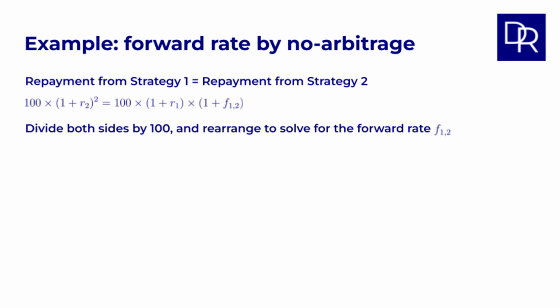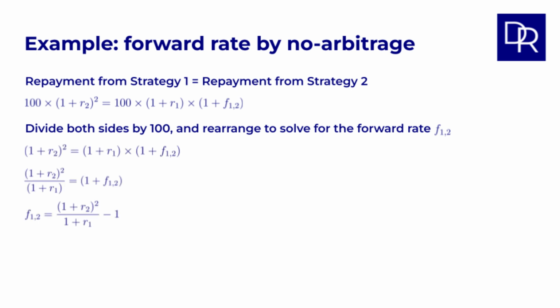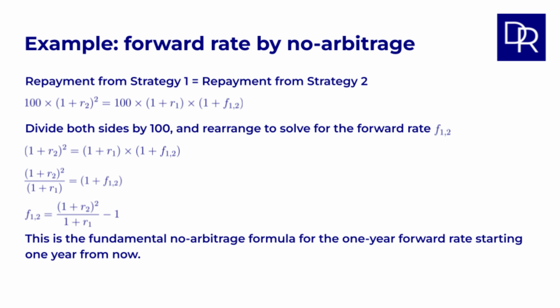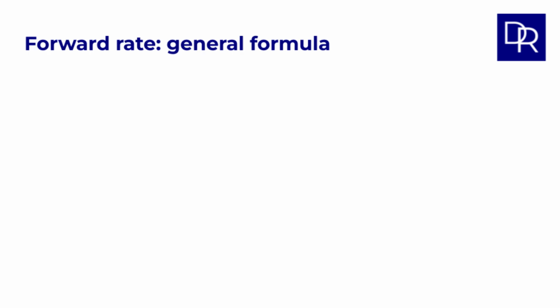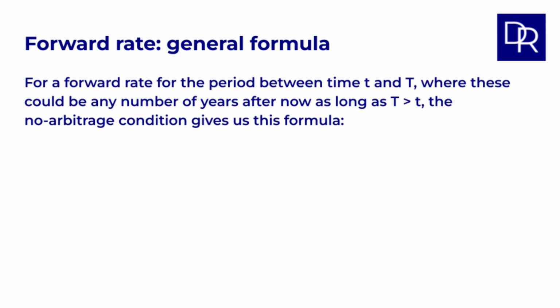We can divide both sides by 100 and rearrange this equation to solve for the forward rate. This is the fundamental no-arbitrage formula for calculating the 1-year forward rate starting 1 year from now, derived directly from the fact that these two borrowing strategies must be equal in an arbitrage-free market. More generally, for a forward rate for the period between time little t and big T, where these could be any number of years after now, as long as big T is greater than little t, the no-arbitrage condition applied to investing or borrowing over these periods gives us this formula.